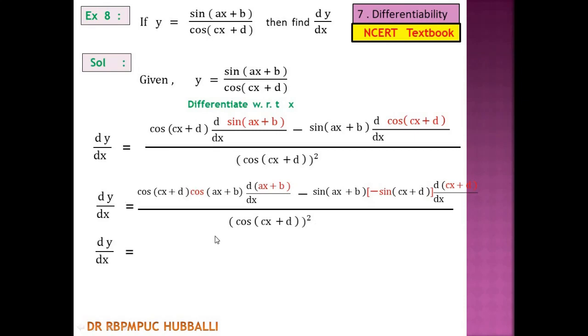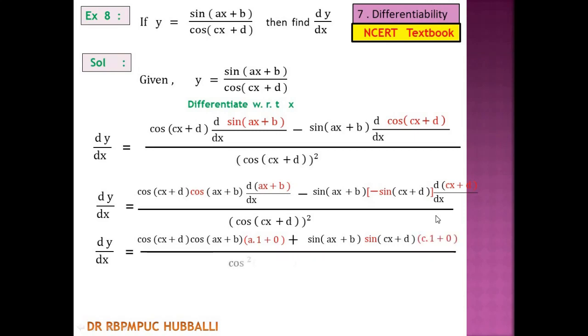Okay, so next step, these two functions as it is. Now the derivative of cos(ax + b) is a into 1 plus 0. Minus and minus, the product becomes plus. Then sine(ax + b) as it is, sine(cx + d) as it is, then the derivative of (cx + d) is c into 1 plus 0, and the whole divided by cos square (cx + d). So the square is there, now cos square is written.